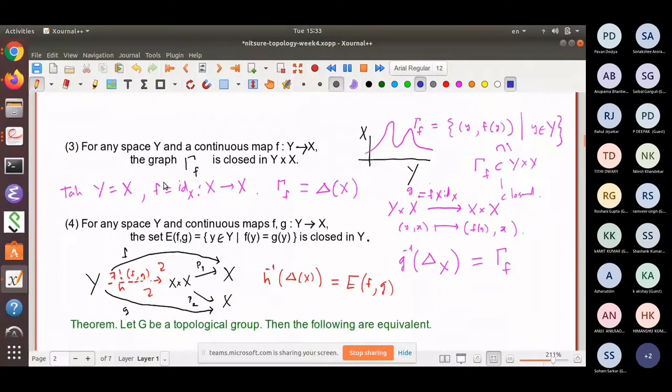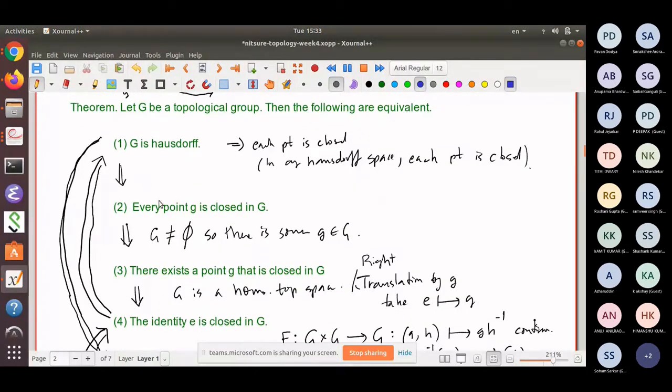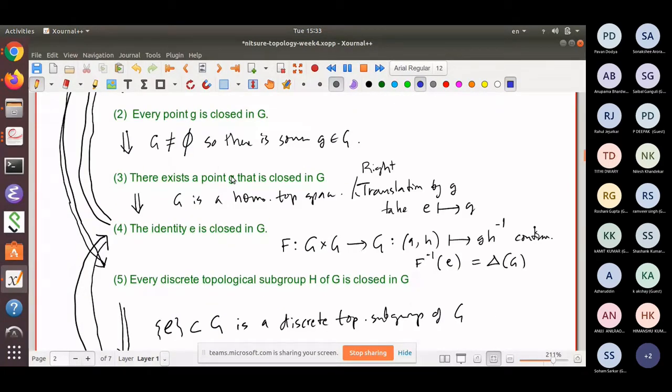And all these equivalences we proved simply by using arrows and universal properties and not going to neighborhoods. For a topological group, we had various additional formulations for Hausdorffness. One was the original disjoint neighborhood, that is the same as every point is closed, same as there exists a point which is closed by homogeneity, same as identity is closed.